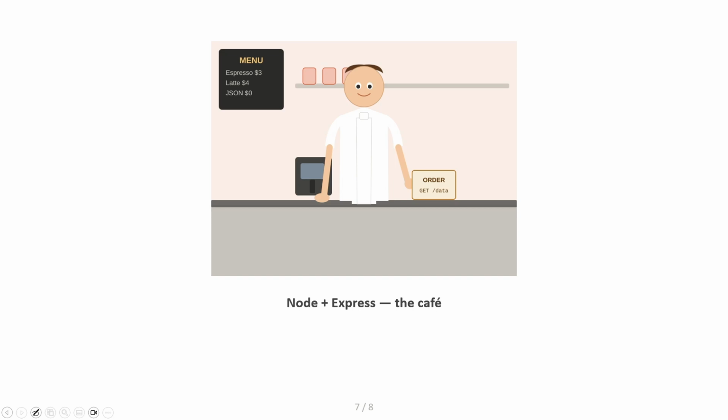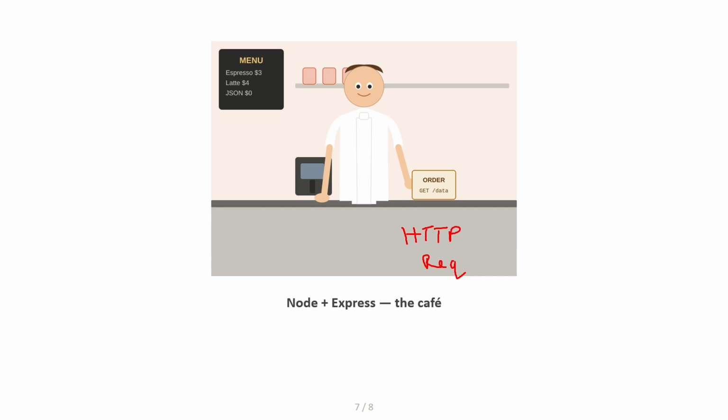Then we get to Node and Express, and that is the café. And so I like to think of it as, the person has a job, they work at a cafe. When a customer walks in and orders something, that might be an HTTP request. And the person's job is to take the order and figure out what's needed and go get it.